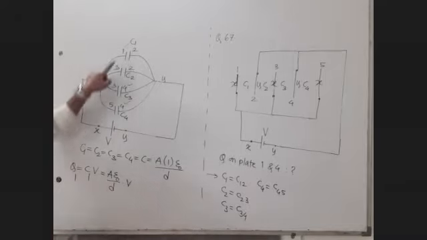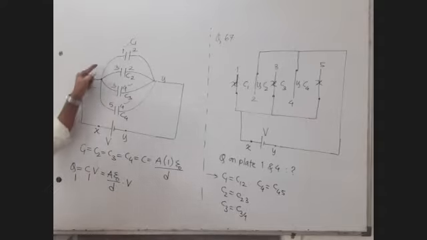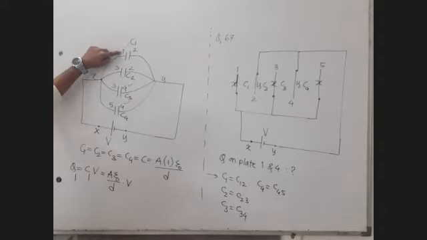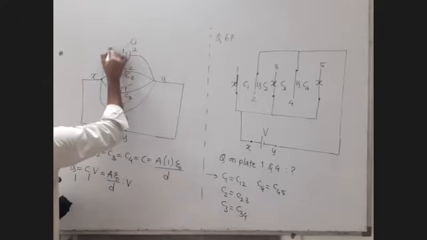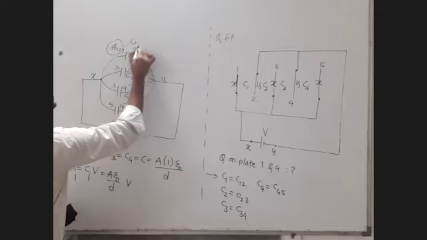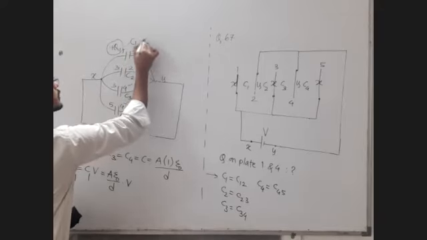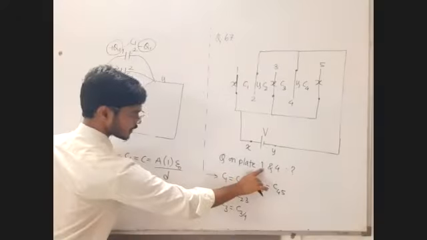A epsilon 0 upon D into V. Okay. Now this plate is connected to the higher potential terminal. Charge is flowing like this. So this will store positive charge. This plate will store negative charge. So here you will be having plus Q1, make it a bracket. Here you will be having minus Q1, make it a bracket. And now reply to me in the chat box. Is the first part of the answer clear or not?